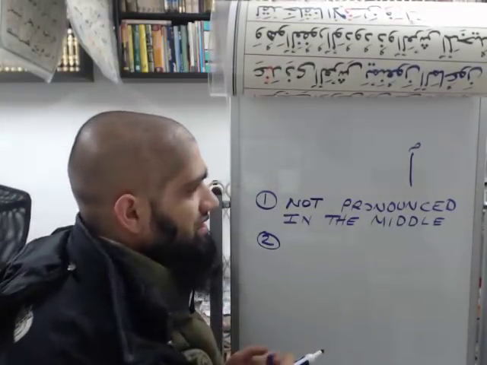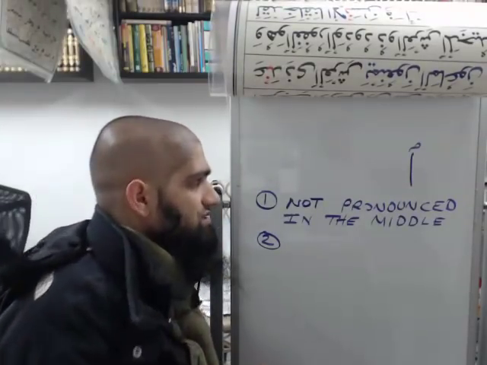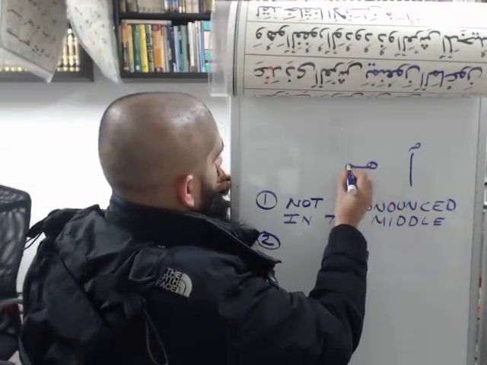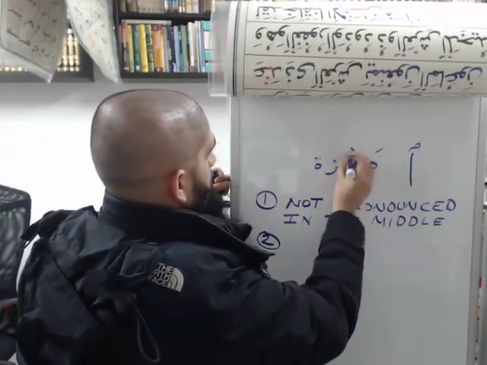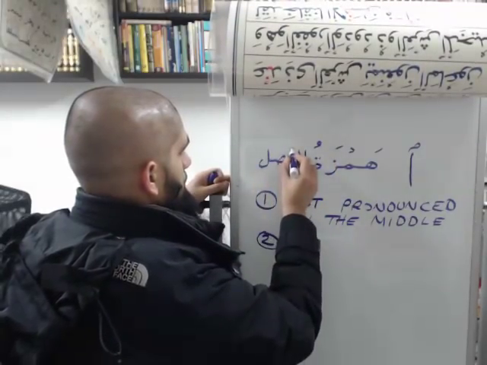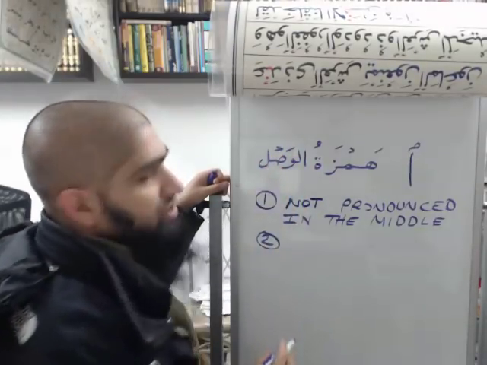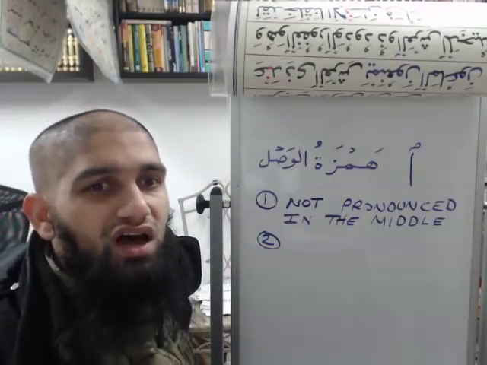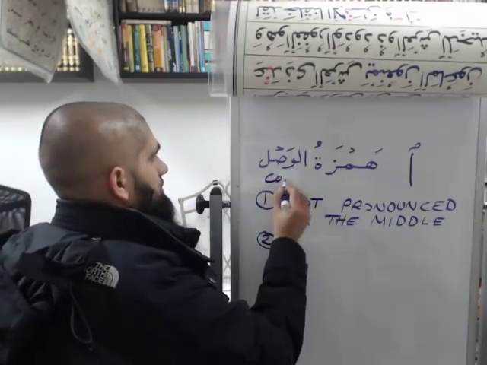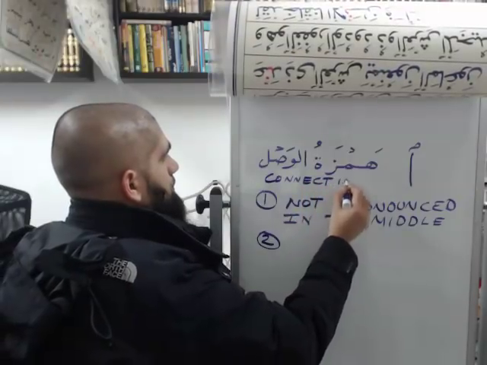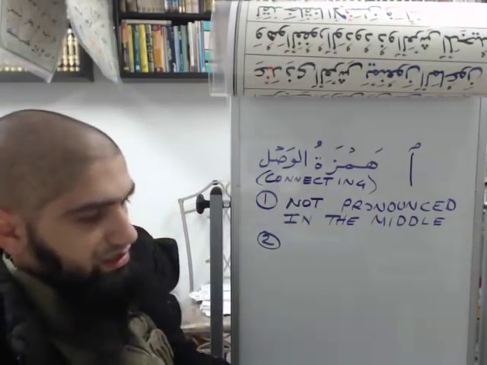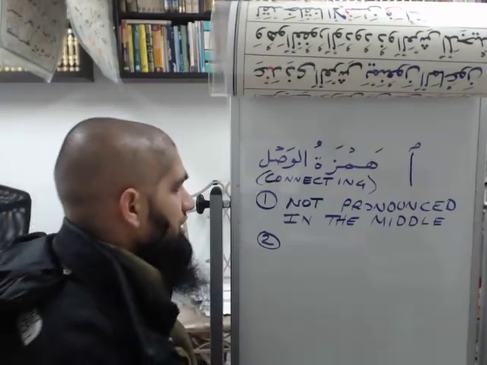By the way, it's not necessary for you to know now, but this Hamza is called Hamzatul Wasl, the Hamza of connecting. Wasl, waw sad lam. Wasl means connecting. Why is it called connecting? Because it is used to connect words also. I'll show you that, inshallah.